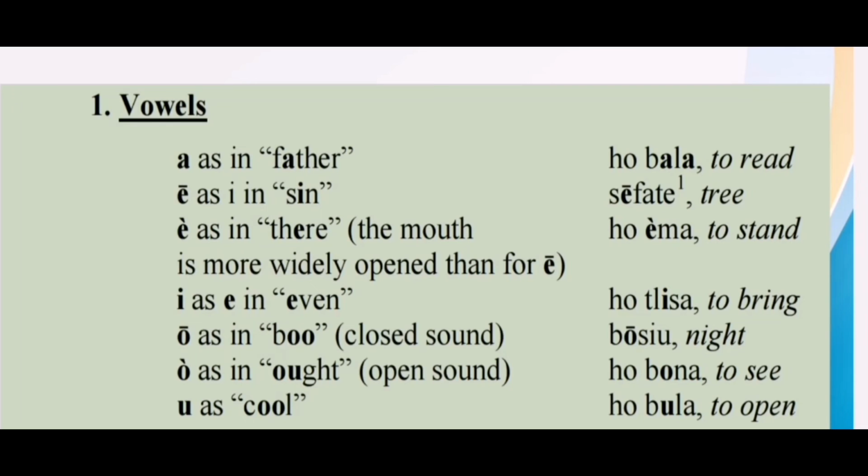which means tree. And then we've got the second E, and this one we say as in the word there. So the word in Sesotho would be hu ema, which means to stand. Hu ema, to stand. So for this second E, the mouth is more widely opened than for the first E.